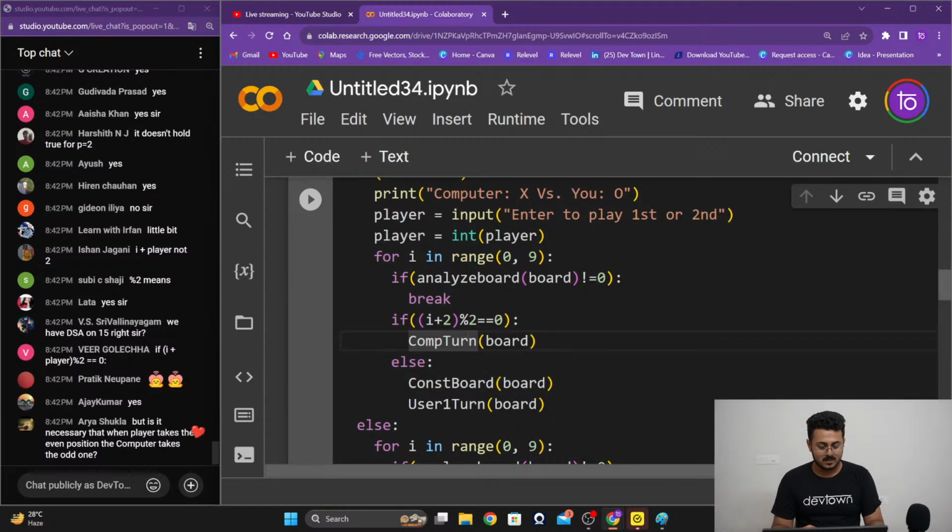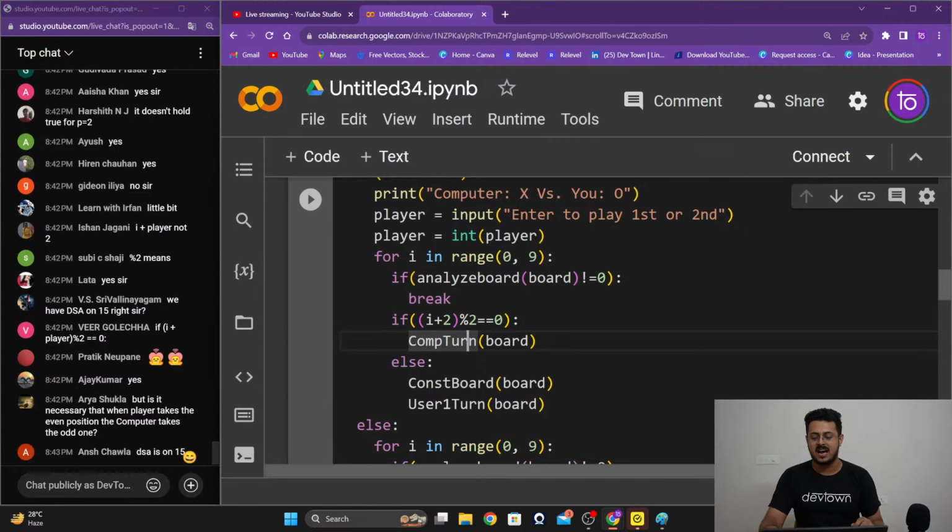But is it necessary that when the player takes the even position, the computer takes the odd one? Of course, yes. How do you play cross and zero? If I'm taking the even positions, then you have to take up the odd positions, right? By positions, I mean chances. If I'm having all the odd chances, then you will be having all the even chances, right? It's basic cross and zero logic.